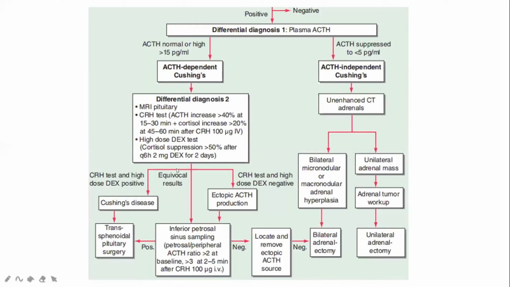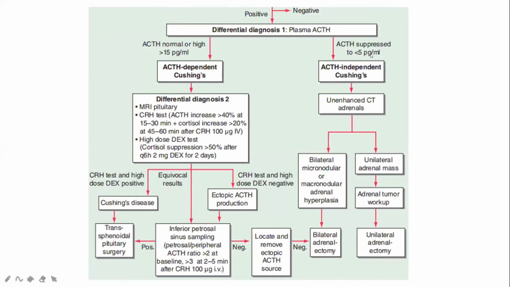So going back, if there would be focal results, then we perform the inferior petrosal sinus sampling. And if that would be positive, then again, we do the surgery. And if that would be negative, then probably we are dealing with an ectopic source of ACTH.